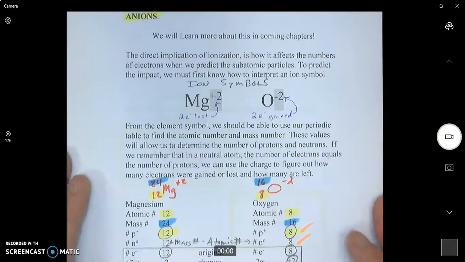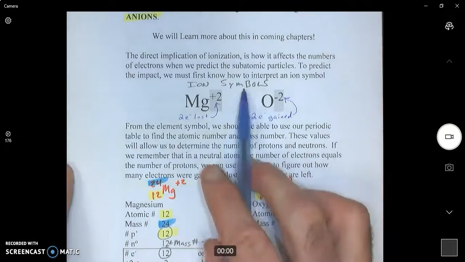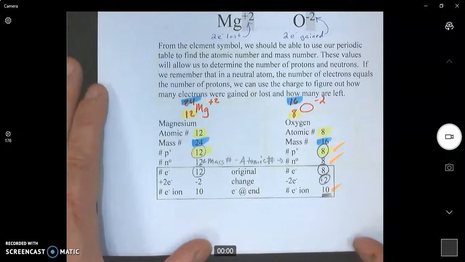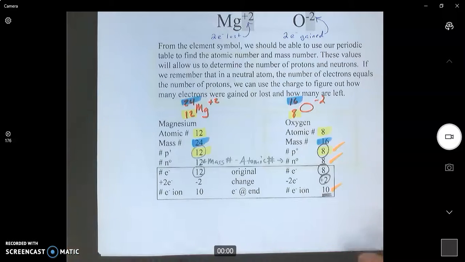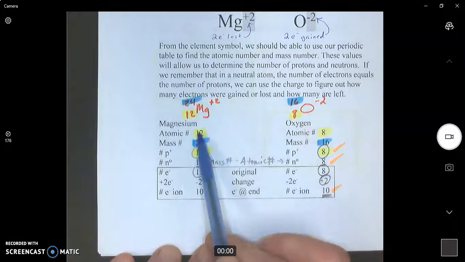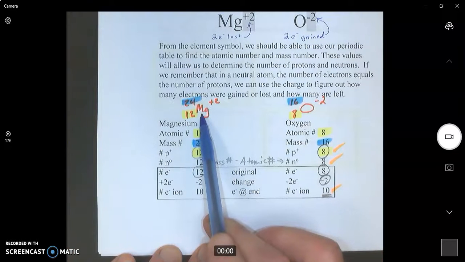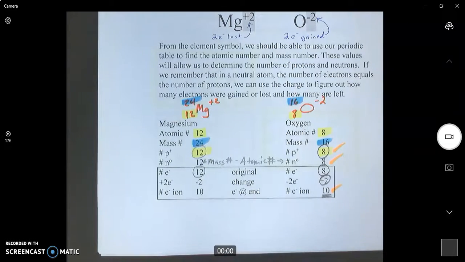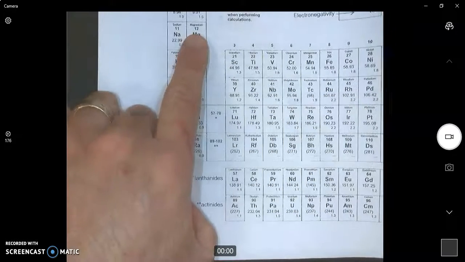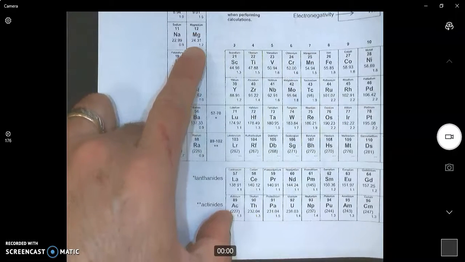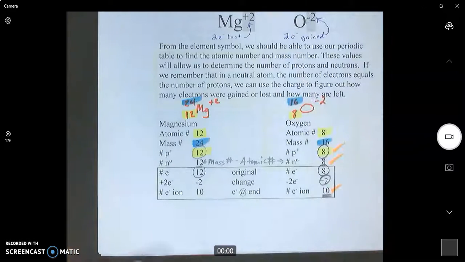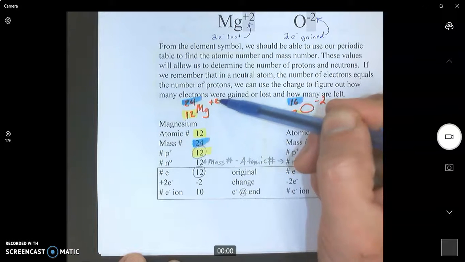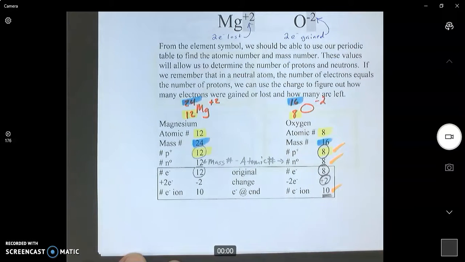My approach would be to take our ion symbol and make it into a nuclear symbol. I think it benefits us to have all of the information we need in one place. We know what the element is, so we know the atomic number is 12. We can find that from the periodic table right here. Atomic number is 12 for magnesium, mass is 24. So mass number 24, atomic number 12. We know it's Mg, and we know it has a +2 charge from the ion symbol.